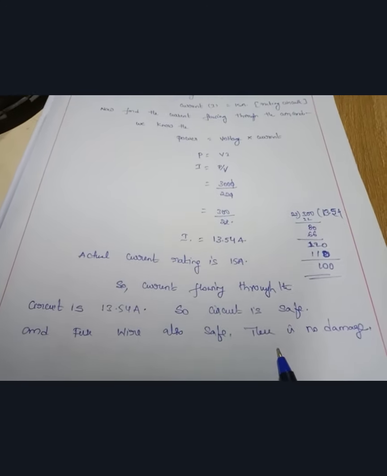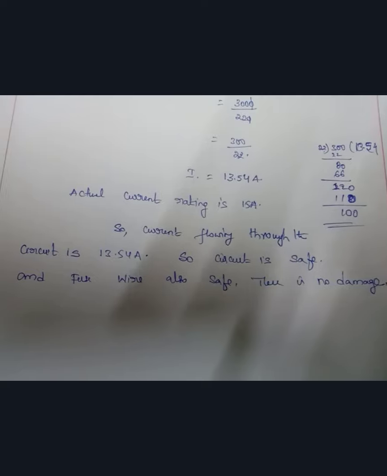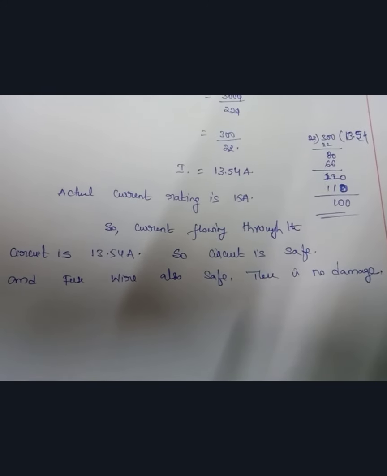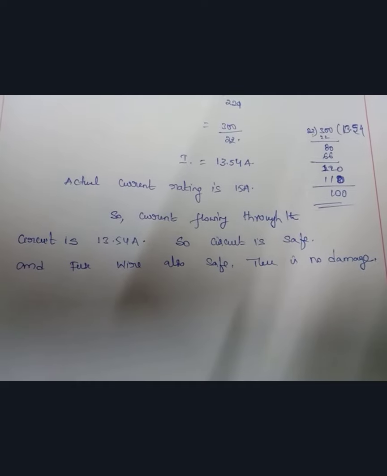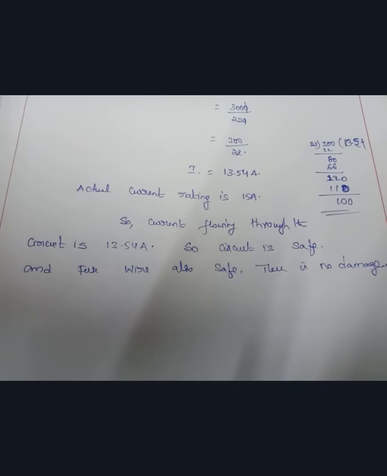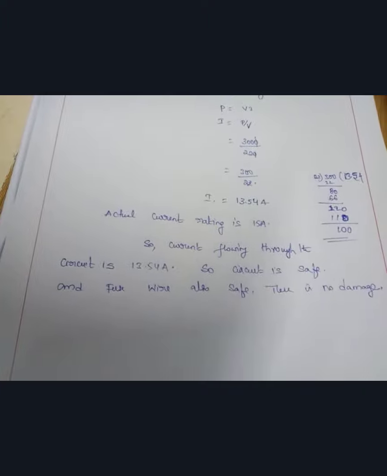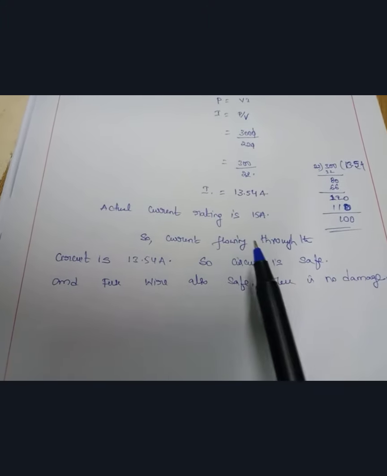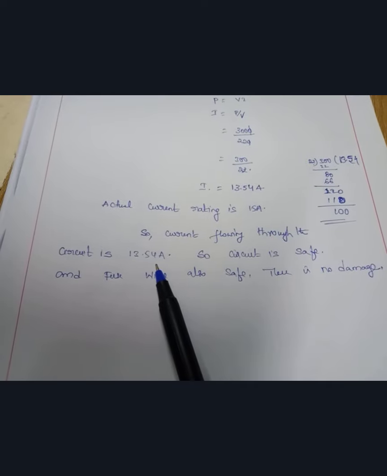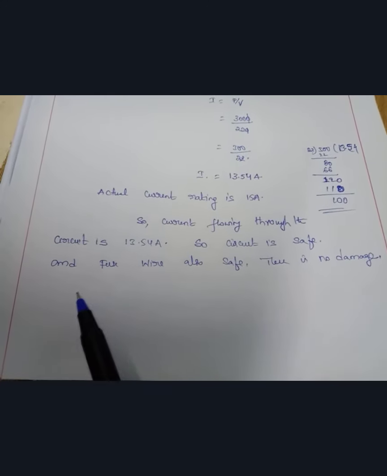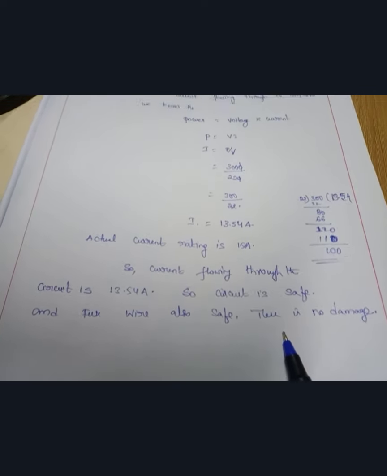So this is the difference between a 15 amp circuit and a 5 amp circuit. In a 5 amp circuit, if more than 5 amps is produced in any equipment, the circuit and fuse wire will be damaged. Below 15 amps, the circuit is safe, the fuse wire is also safe, and there is no damage to any electric instrument.